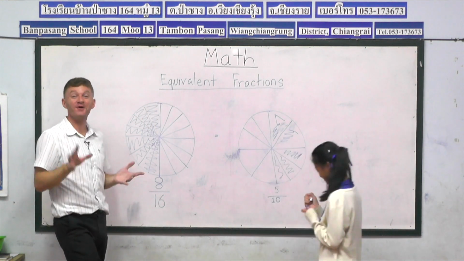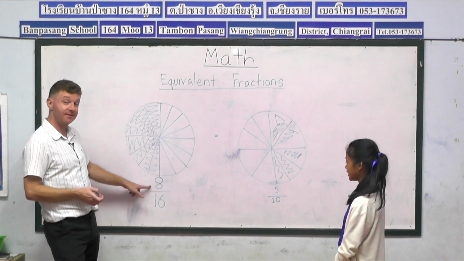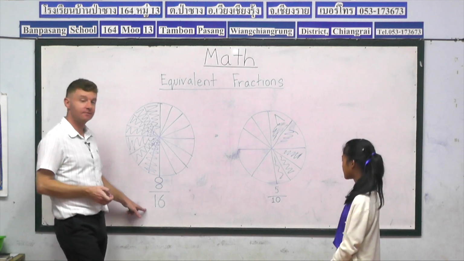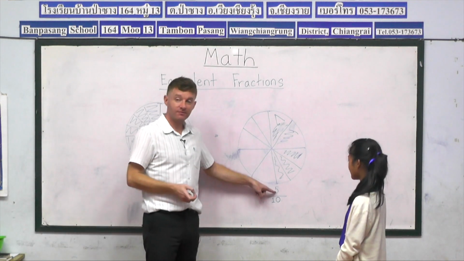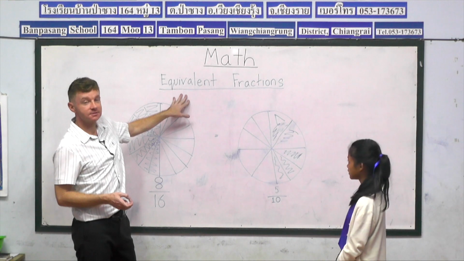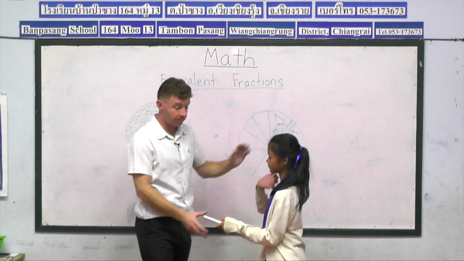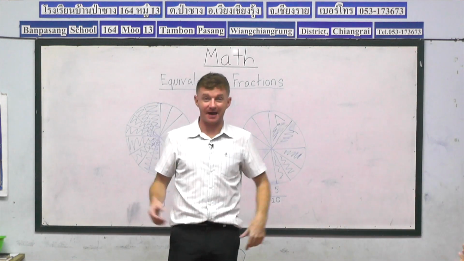5 is half of 10. So we can say, guys, ready? 8 over 16, 5 over 10. Equivalent fractions. Dan, that was brilliant. High five and a big round of applause for Dan, please, guys.